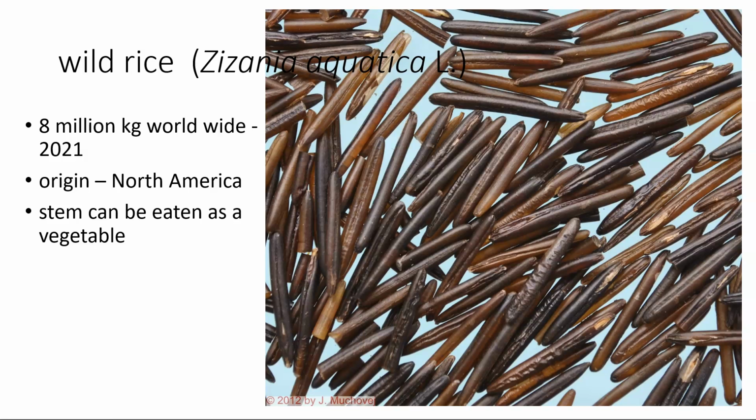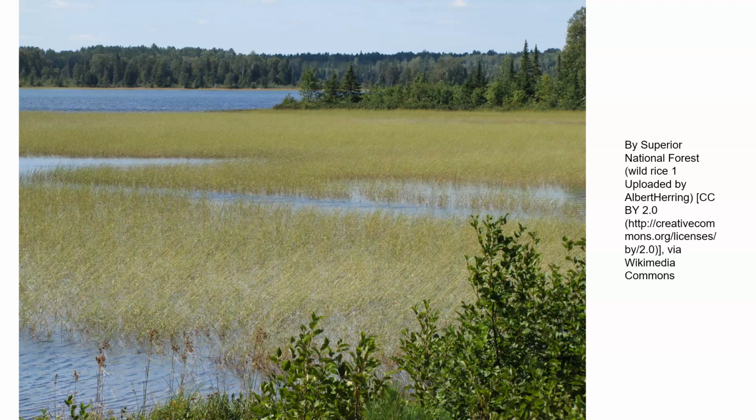These normally grow in ponds. You can see a pond here. This is near the Superior National Forest. The way the Native Americans would harvest, they would wait for it to become mature. They would go out in their canoes. One person would paddle the canoe. Another would have one stick in each hand.